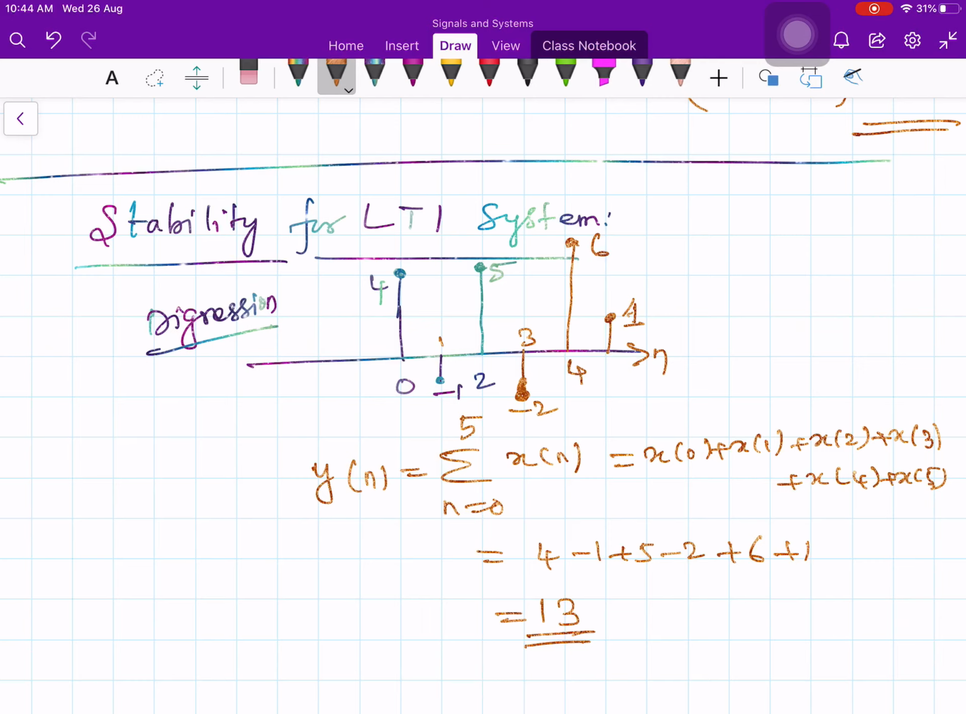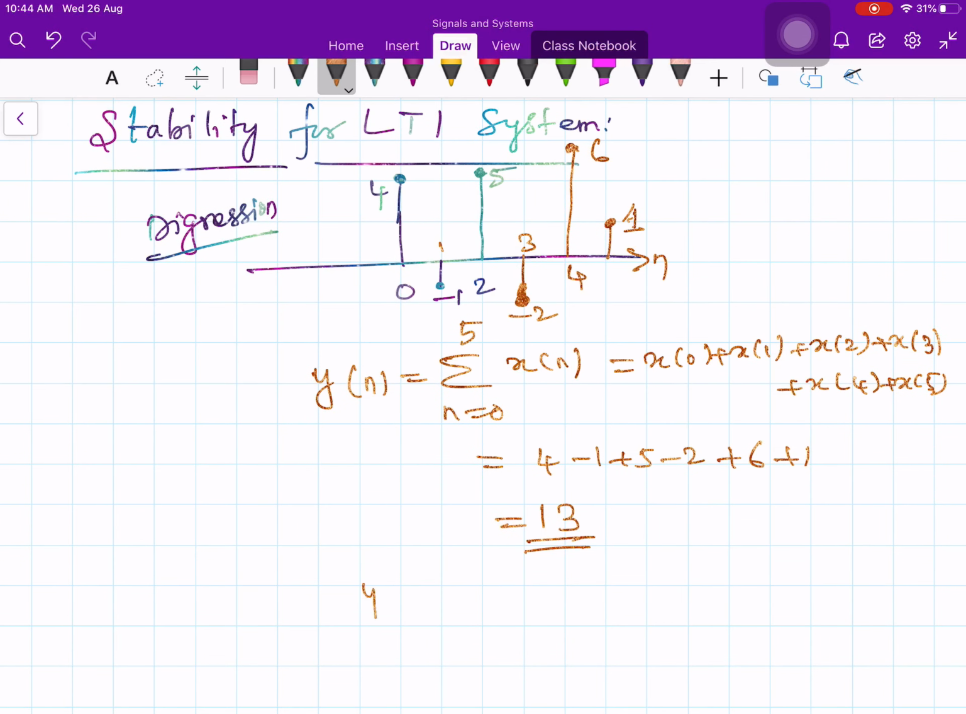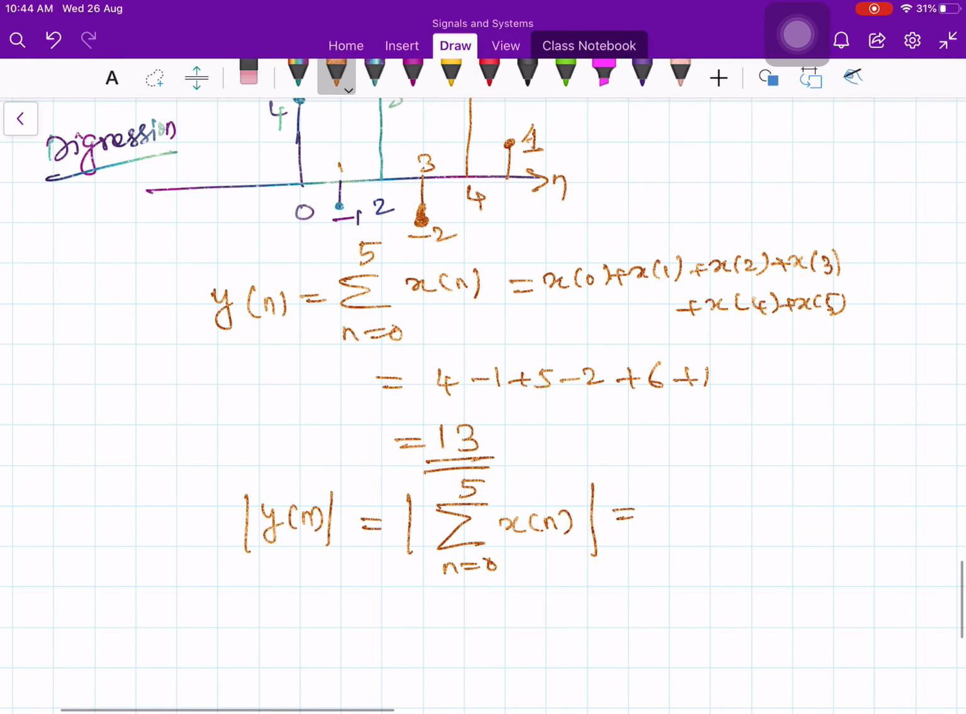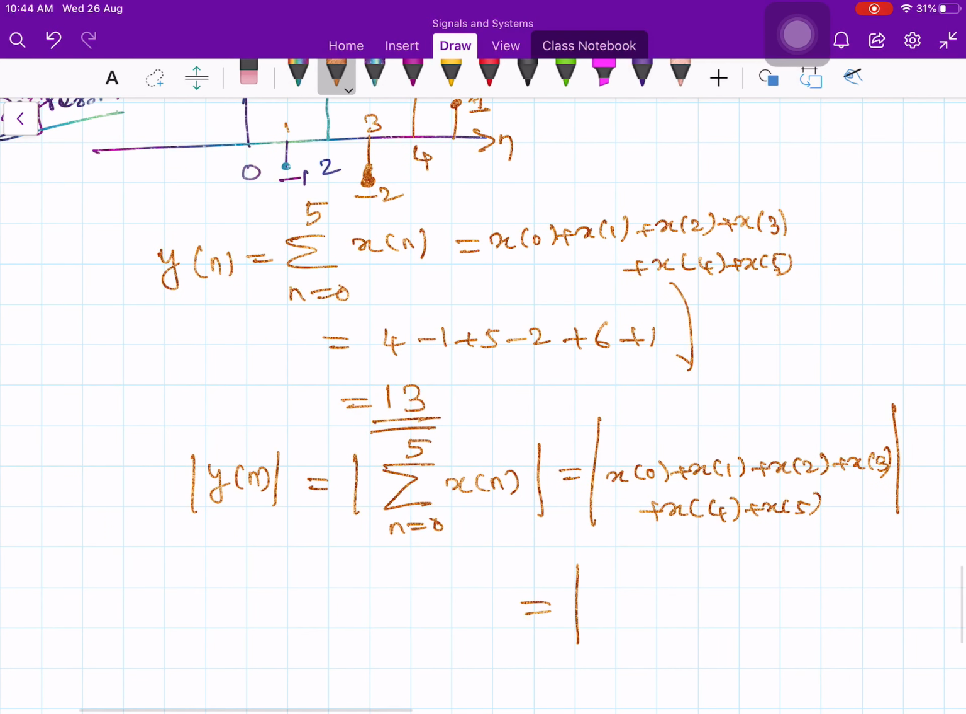Fine. Now let me take modulus. Then what will happen? Mod of sigma n is equal to 0 to 5 x of n. So that means again you expand this expression, you put all these values here, x of 0 plus x of 1 plus x of 2 plus x of 3 plus x of 4 plus x of 5, and then you take modulus. Then it is again 4 minus 1 plus 5 minus 2 plus 6 plus 1, take modulus, it is again plus 13. Just simply write 13.